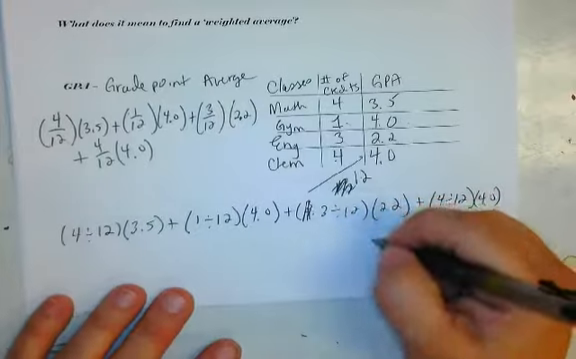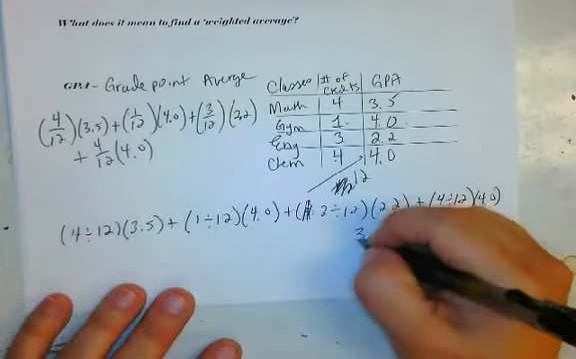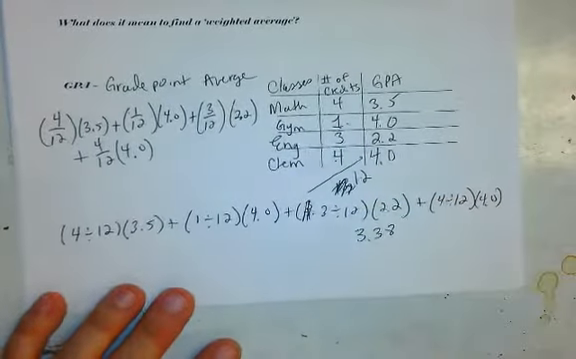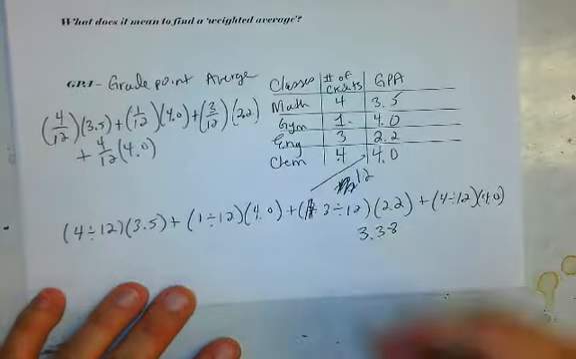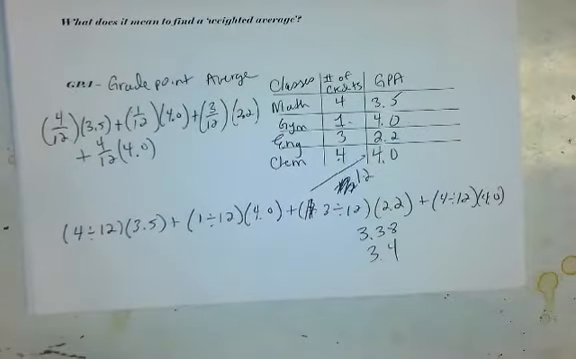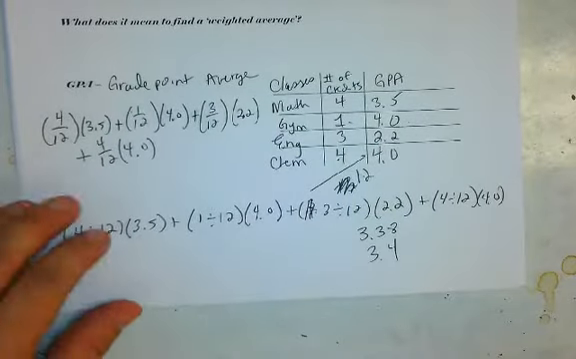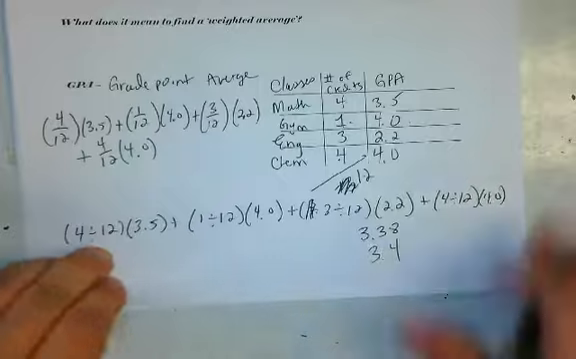And so if I put this in my calculator and I add it all up and simplify, the GPA for that semester is a 3.38. If you were a person that was at a school that rounded it to the nearest tenth, it's a 3.4.